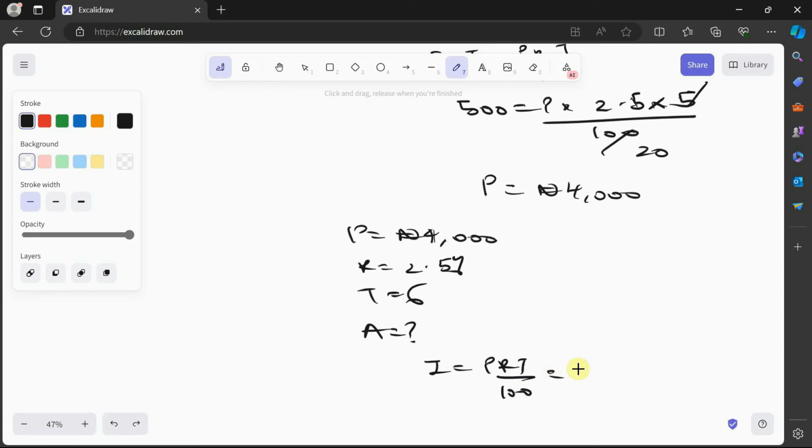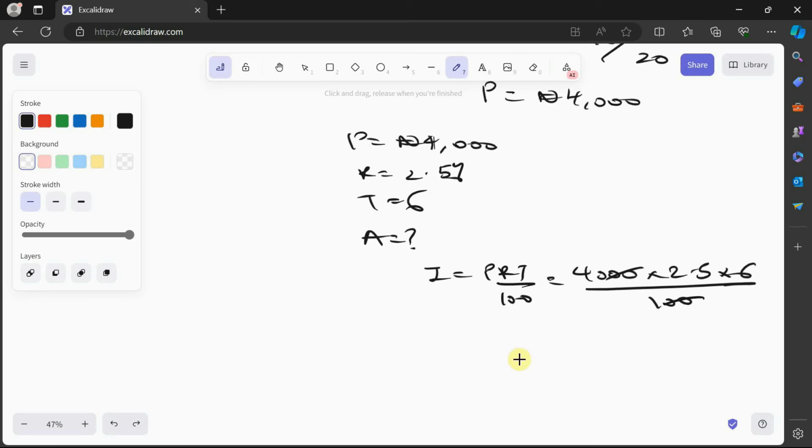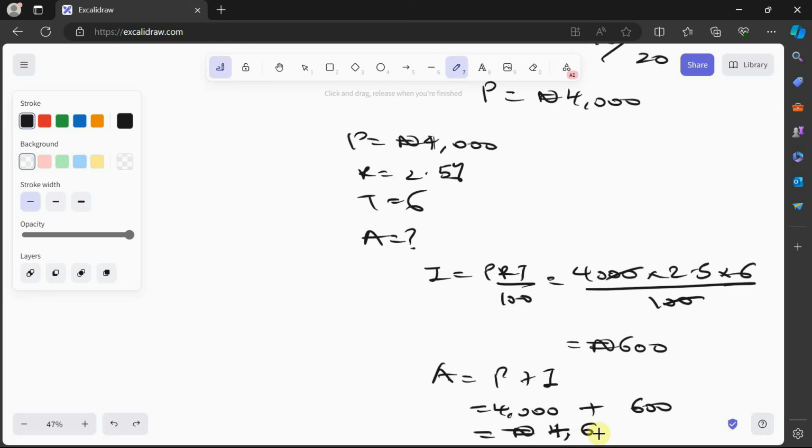So that will be 4,000 times 2.5 times 6 all over 100. So 100 will cancel here. That will be 40 times 2.5 times 6, and that will give you 600 naira. So the interest is 600 naira. Then the total amount A, which is principal plus interest, would be 4,000 plus 600 naira, and that will give me 4,600. So this is our amount after 6 years.